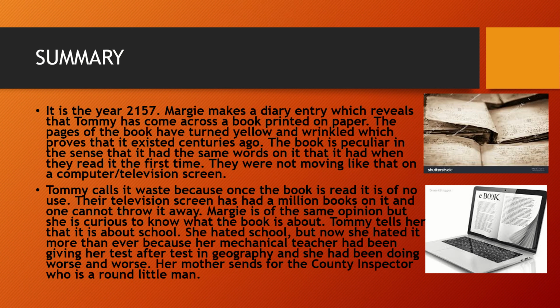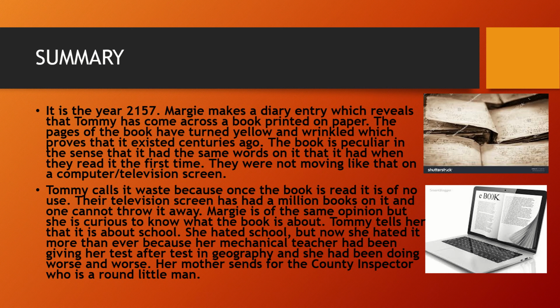So the summary goes like that. It is the year 2157. Margie makes a diary which reveals that Tommy has come across a book printed on paper. The pages of the book have turned yellow and wrinkled, which proves that it existed a century ago. The book is peculiar in the sense that it had the same words on it as when they read it for the first time. They were not moving like that on a computer or television screen.